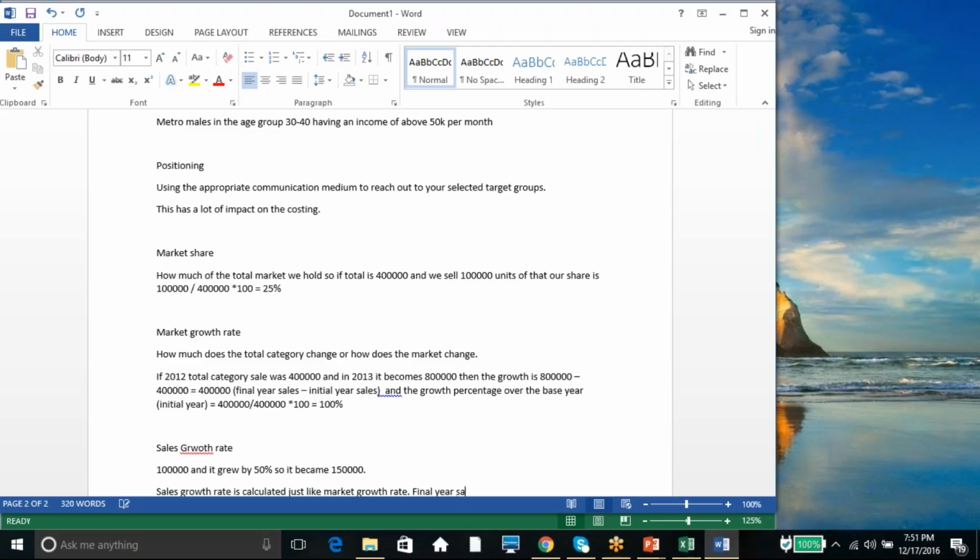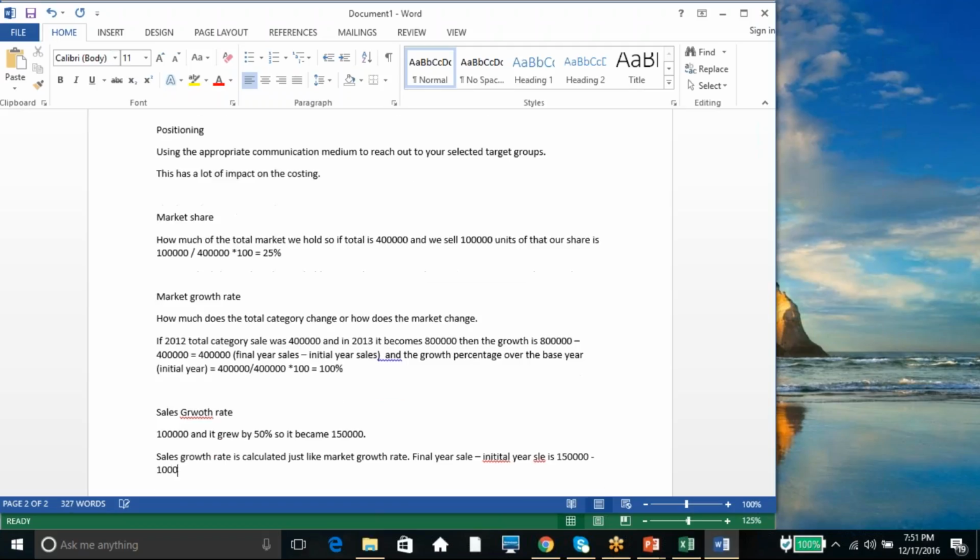Final sale minus initial, let's say 150 minus 1 lakh is equal to 50,000. Sales growth rate is that divided by the initial sales, into 100.